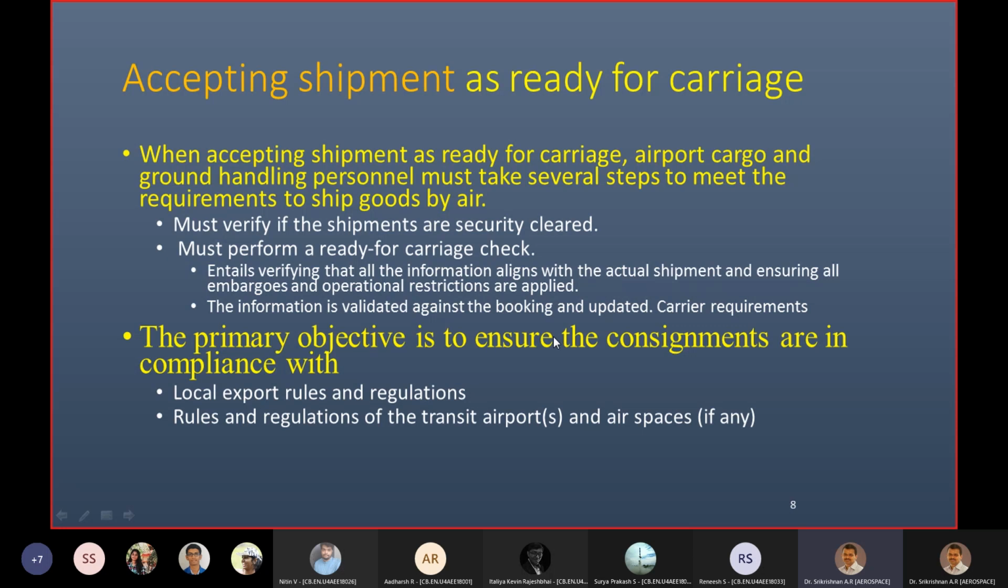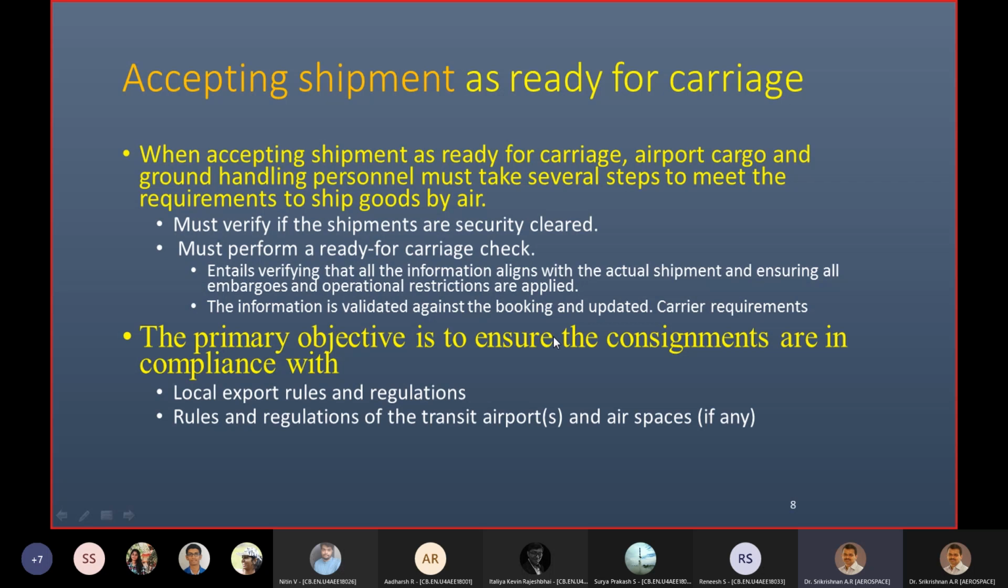In international airports, when consignments are being sent out of the country, in addition to the local transfer rules, they need to also comply with the export regulations and the rules and regulations of the transit airports, if any. For example, something being sent from India to the US will most often have a transit point, say in the Middle East, the UK or Europe.